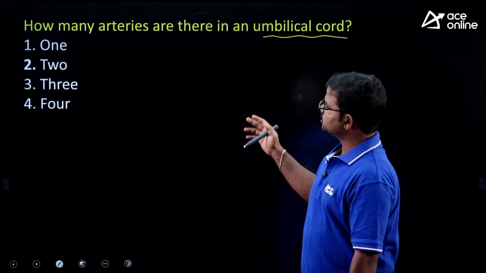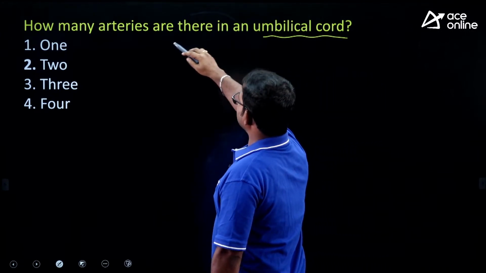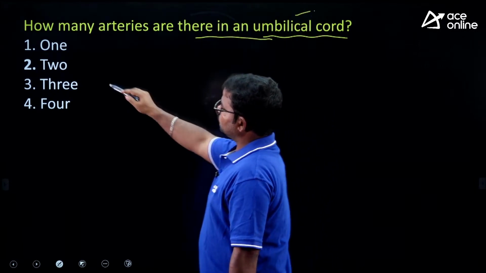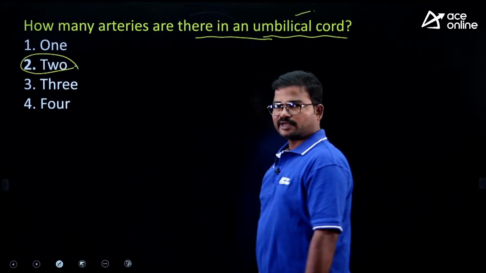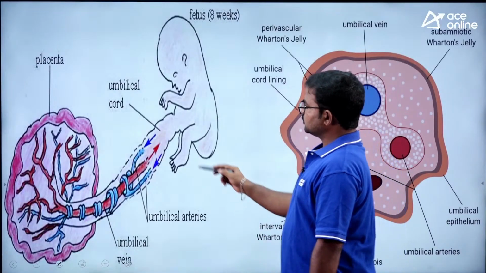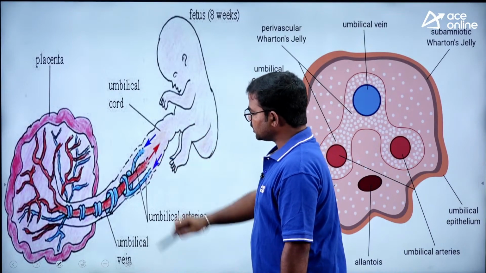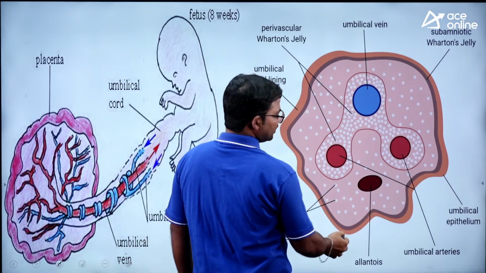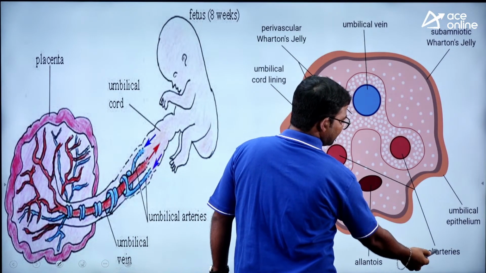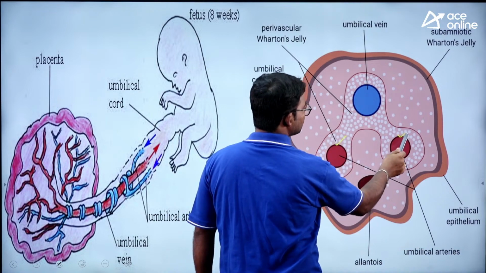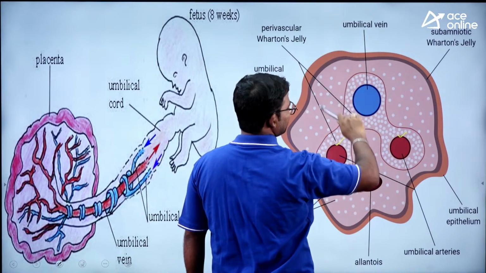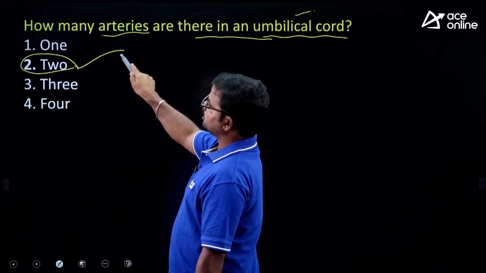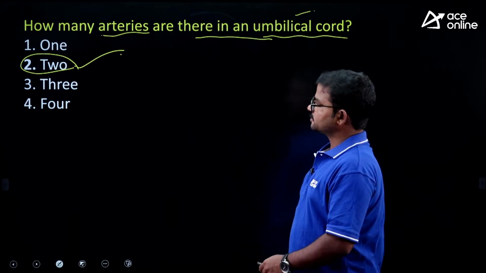So the question is, how many arteries are there in the umbilical cord? Two arteries are majorly existing. This is considered the umbilical cord. If you elaborate that umbilical cord, it has two umbilical arteries, here 1 and here 2, and one umbilical vein is also there. Here they asked about arteries, so you have to consider option 2 the right answer. Next one.